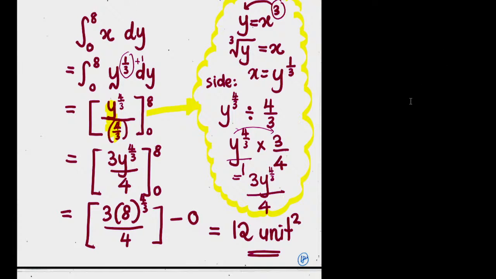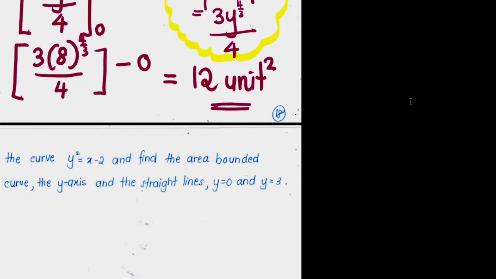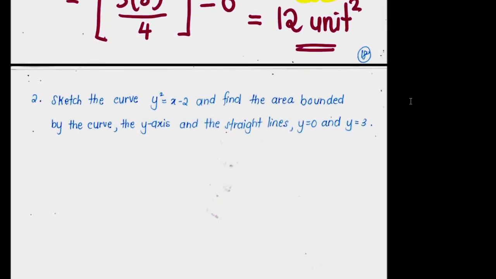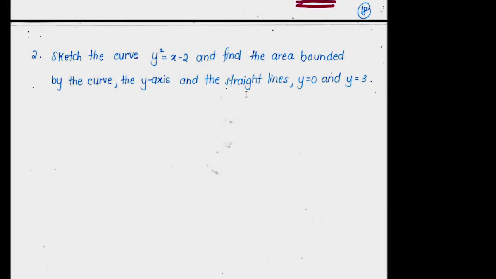Okay. So next step, next question. Okay. Question 2. Sketch the curve y square equals to x minus 2. Find the area bounded by the curve, the y-axis and the straight lines y equals 0 and y equals 3. Okay. So let's sketch the curve first. Okay, this is y square equals to x minus 2.